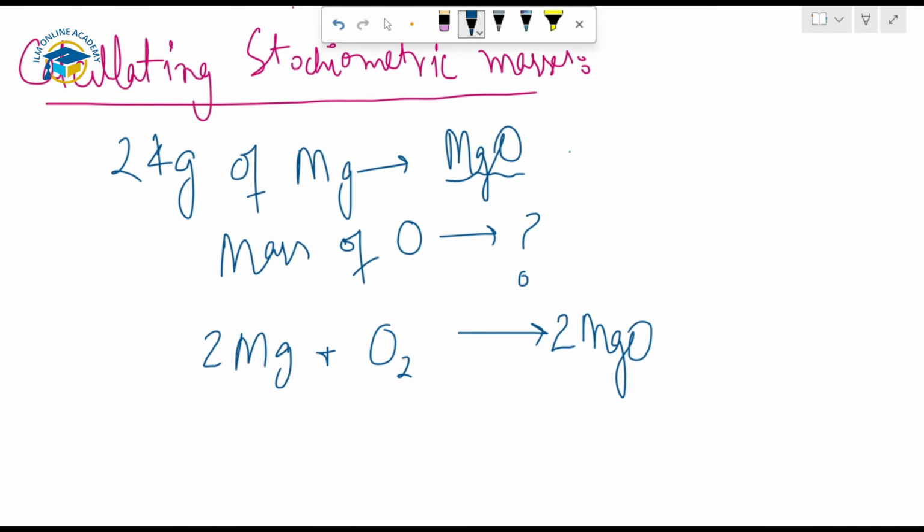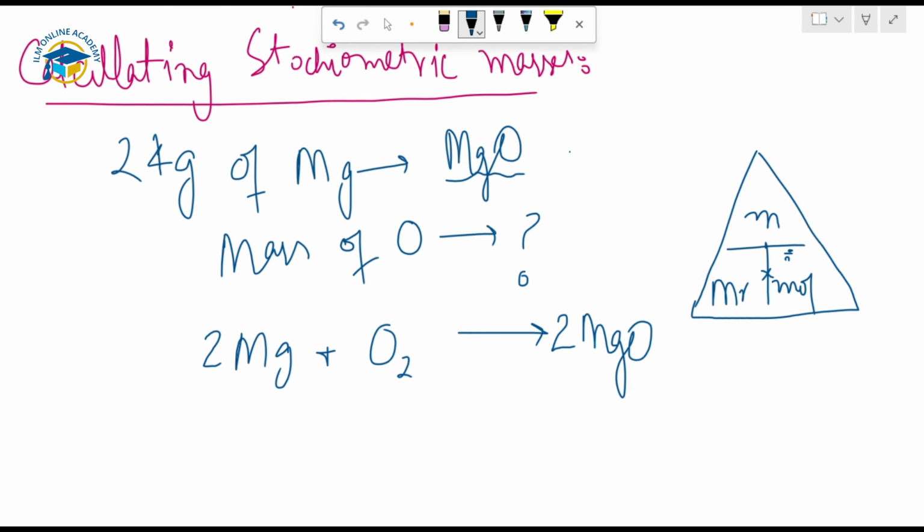The simplest formula is the formula triangle that we will use here. We have mass in grams, molar mass, and also the moles. Moles can be calculated by dividing the mass by the molar mass. Mass can be calculated by multiplying the molar mass with the moles. So you can draw the multiplication here and the division here, like this. For calculating the moles, you divide the mass by the molar mass, and for calculating the mass, you multiply the molar mass with the moles.